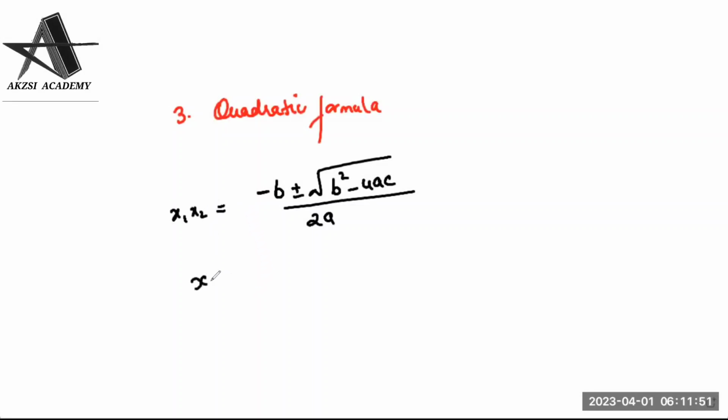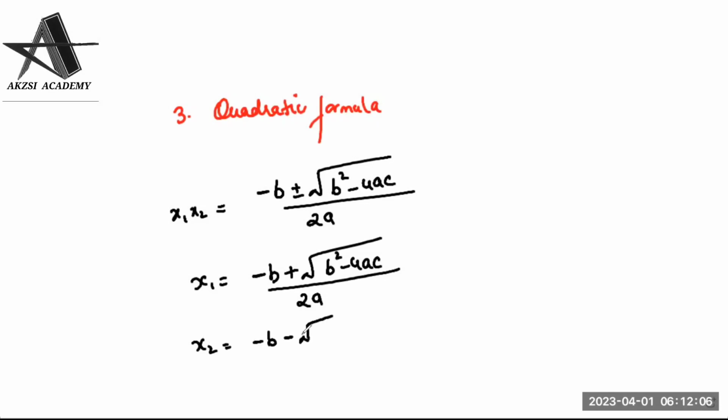So x1, because we know you will get two different answers, is minus b plus root b squared minus 4ac by 2a. And x2 is minus b minus root b squared minus 4ac by 2a. So the first one uses the plus sign and the second you will get by the minus sign. And that's all you have to use.